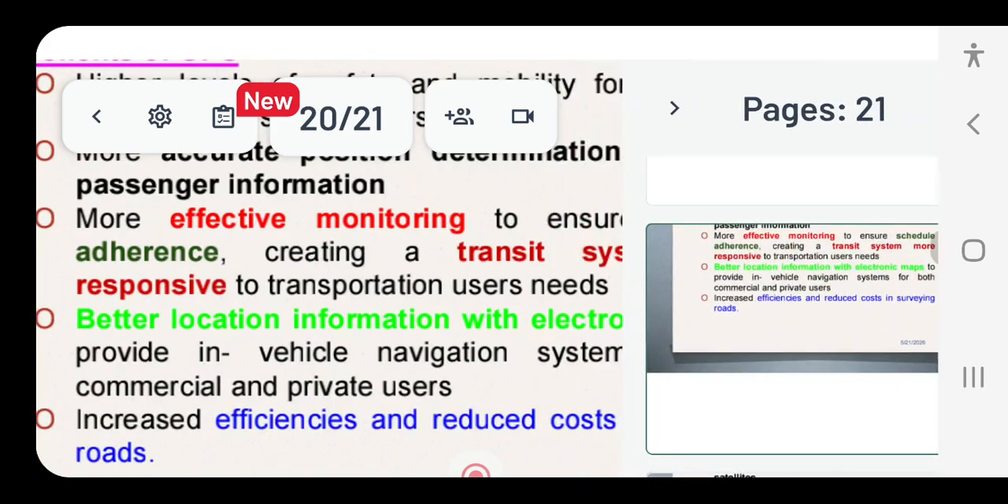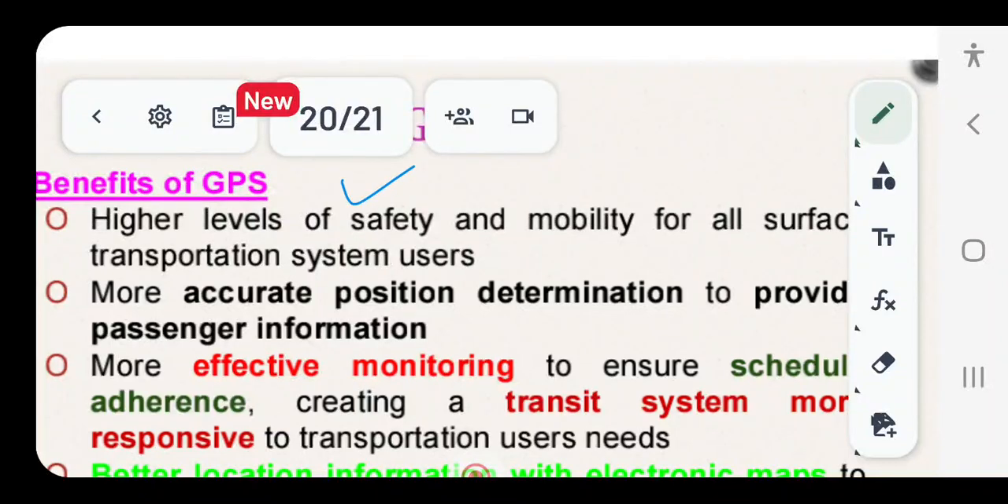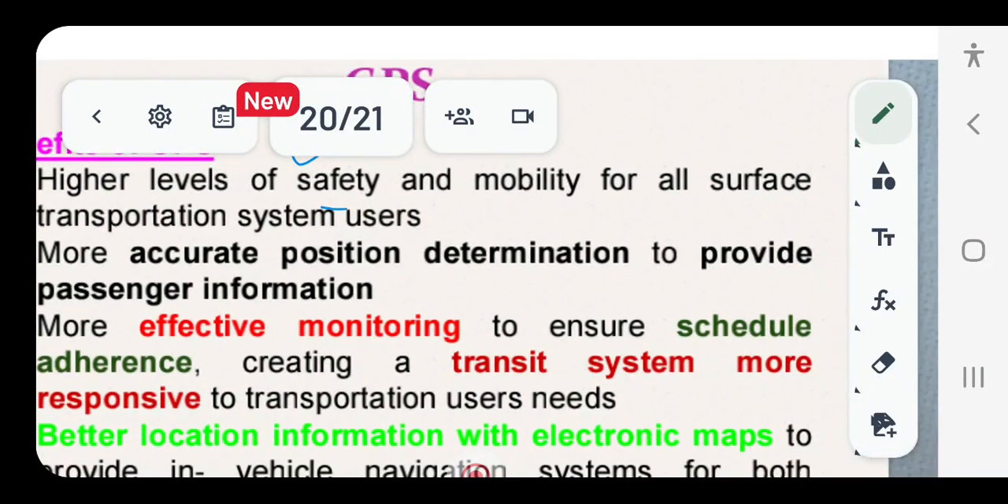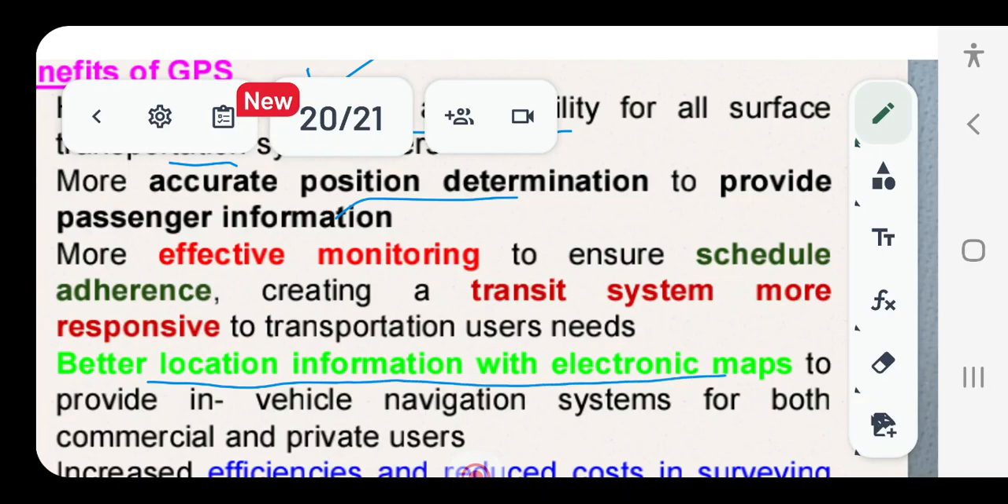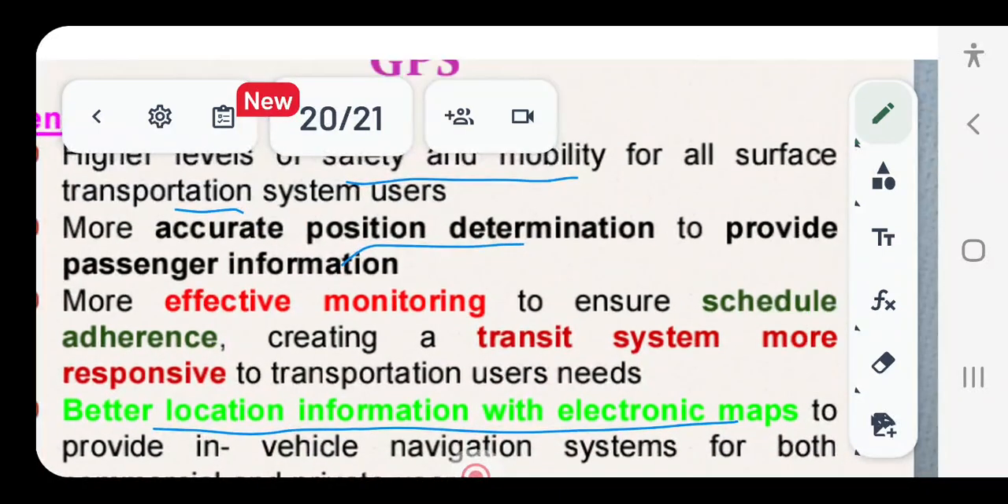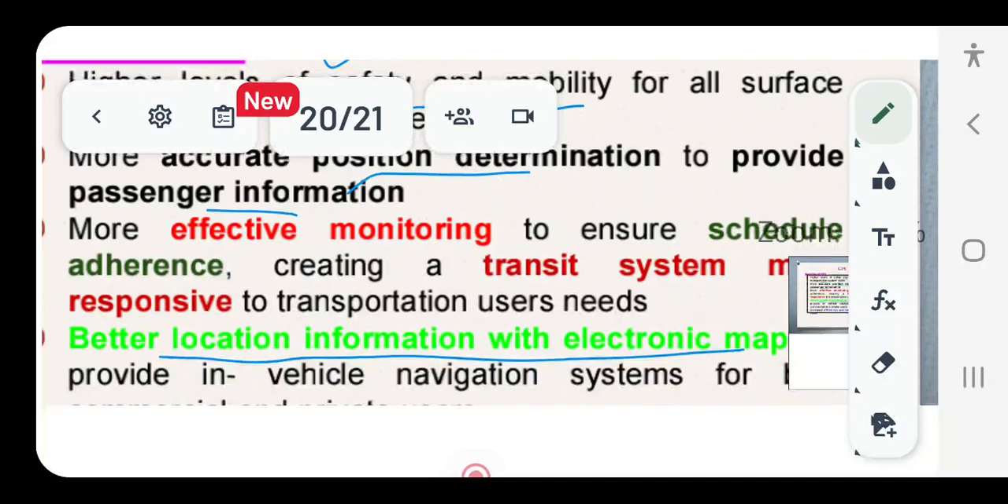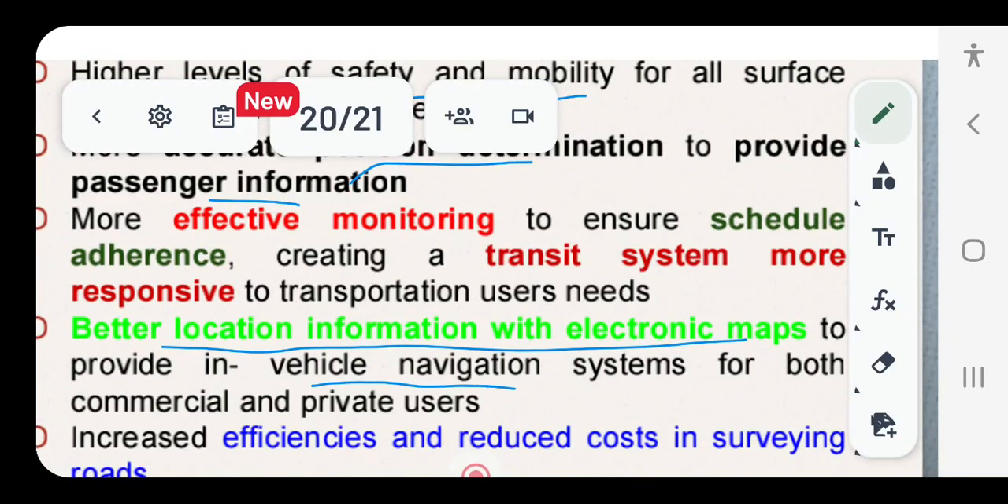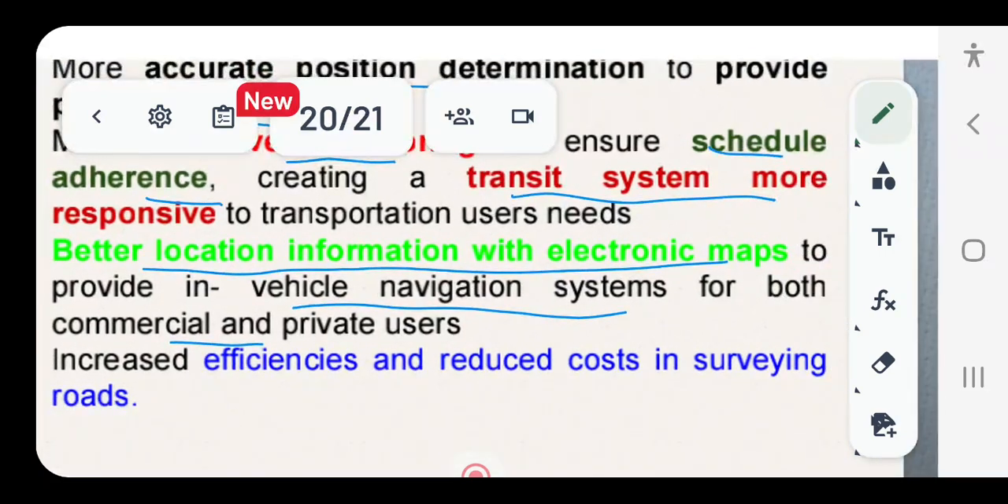What are the benefits of GPS? Higher levels of safety and mobility for all the surface transportation system users, and accurate position determination, better location information with e-maps, and this will give you passenger information. It can also provide in-vehicle navigation system both for private and commercial users, and it is also used for effective monitoring, schedule adherence, and it also makes the transit system more responsive, with increased efficiencies and reduced costs in surveying roads.